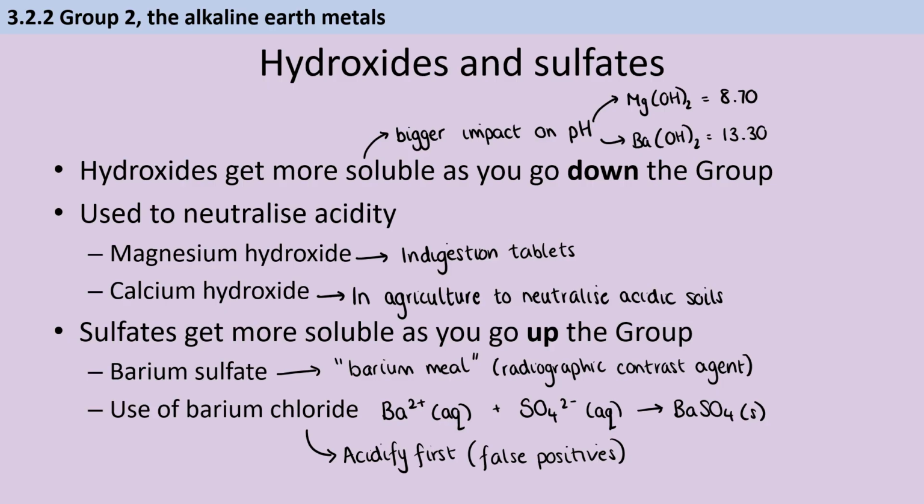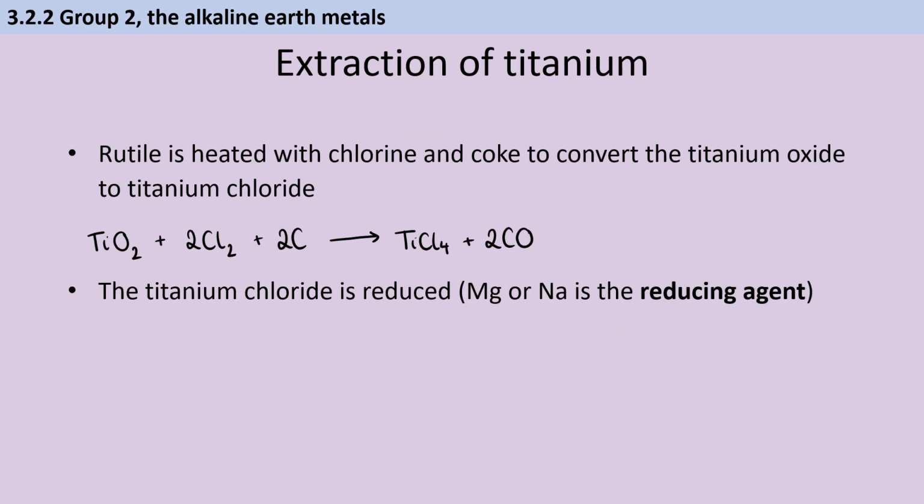When we do this test, we acidify it first, usually using hydrochloric acid, because that way we're only adding chloride ions, which are in the barium chloride anyway. And the reason we do that is to remove any carbonate ions, which would give a false positive in that they would also generate a white precipitate.